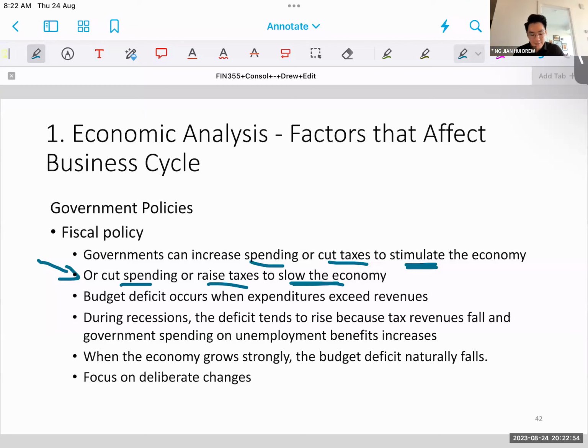So the idea of a budget deficit is where expenses exceed revenues. During a recession, a deficit is very common because there's more spending, but there's not enough revenue being generated. And usually unemployment benefits will increase as well during a recession. Of course, when the economy is doing well, the deficit will decrease.